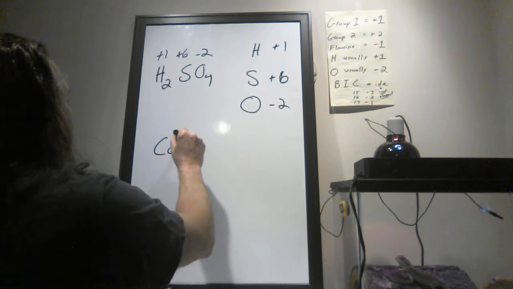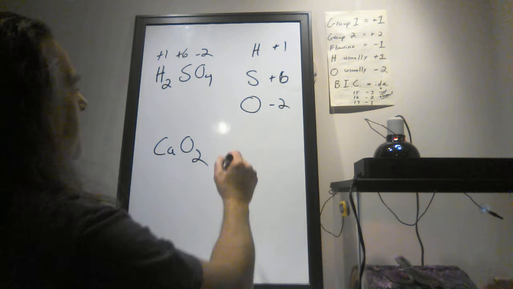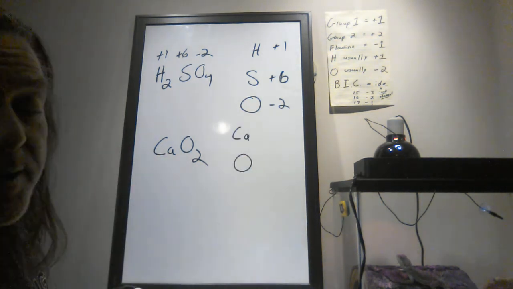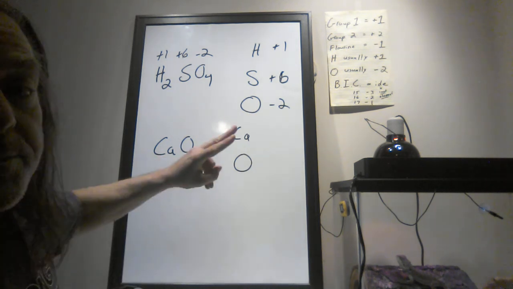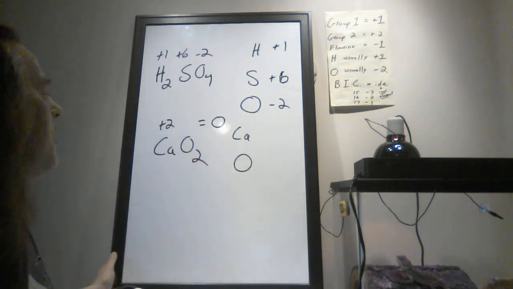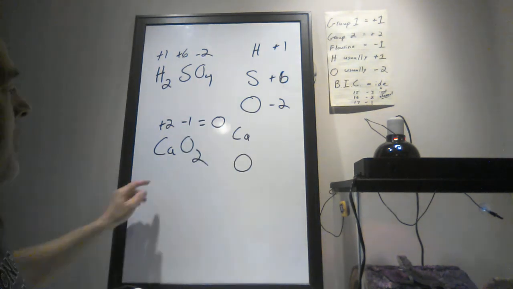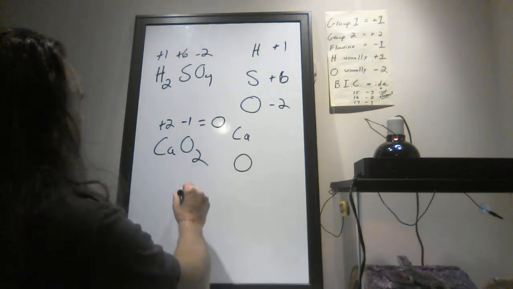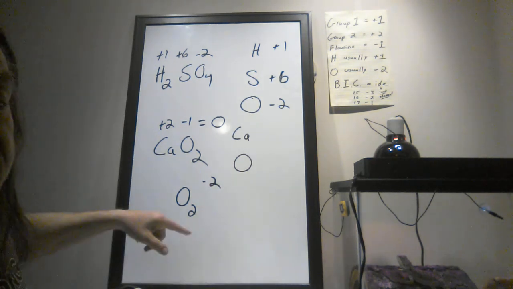CaO2. I'm going to ask the name of this one too. We're going to have to do Ca and O. Remember, you've got to check with your periodic table to figure out which groups these are in. Ca is in group 2. Second one on the list. That's +2. It has to add to 0. You've got 2 oxygens, so that's a -1. When oxygen is a -1, that's a peroxide. It's really O2 as a -2, each O being -1.